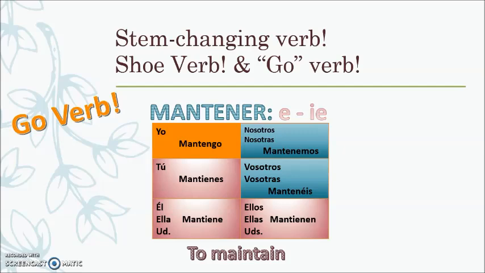And it stem changes just like tener from E to IE. It is actually very similar to tener because you can see tener is right there in the word. So this E right here is going to stem change from E to IE in these three forms. So it's tú mantienes, él, ella, usted mantiene, ellos, ellas, ustedes mantienen. It is also a go verb, which means in the yo form, it ends with a go, so it's mantengo. And then these two forms, mantenemos and mantenéis, do not stem change.